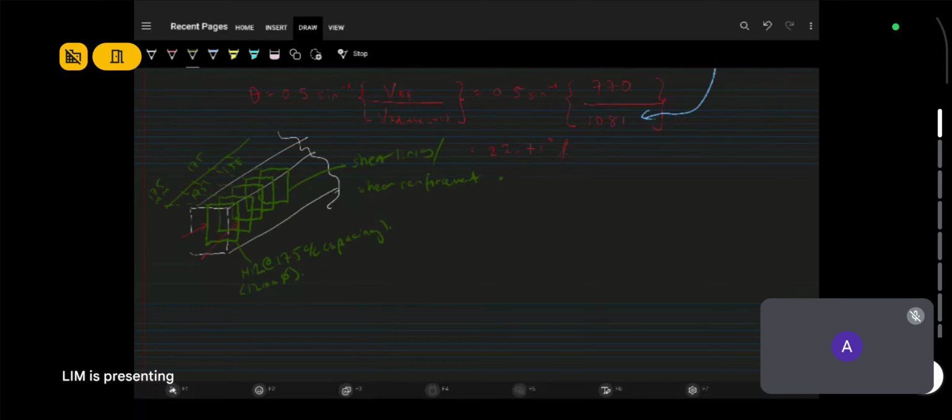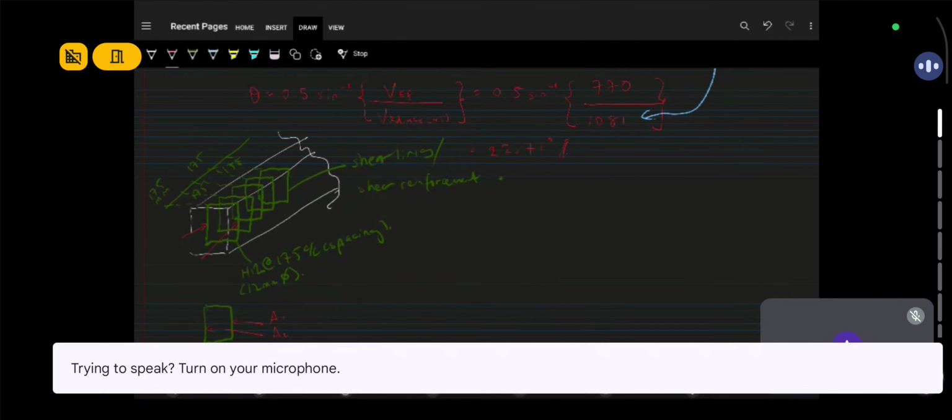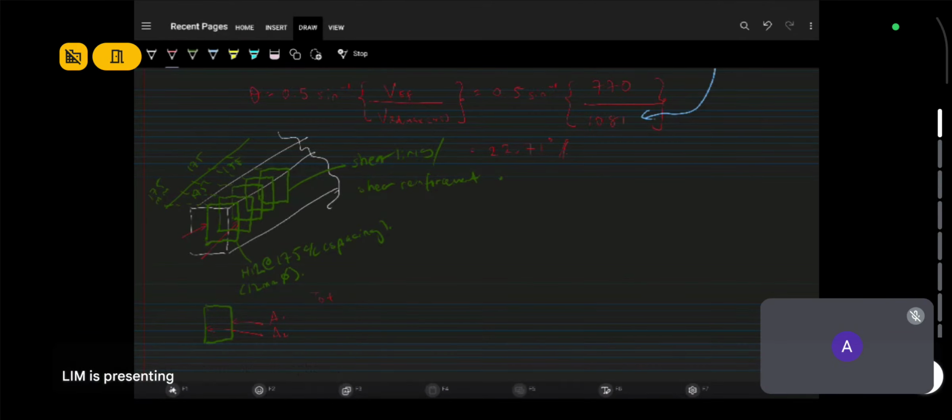Basically we have links like this. We need to know the area of that bar and the area of that bar. But they are both the same size, both 12 millimeter, so A1 is equal to A2. So the total area of links is A1 plus A2.